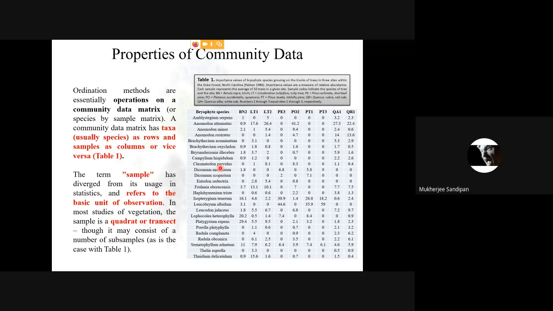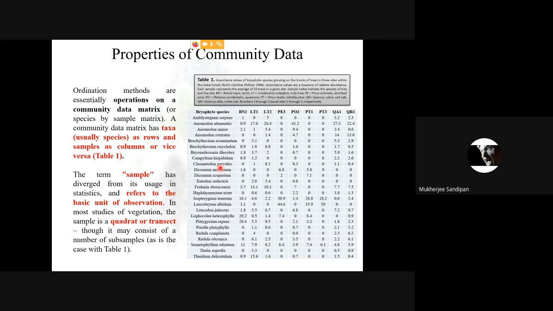If you are analyzing data on the basis of quadrats, they are nothing but plots. You put a plot of 10 meter by 10 meter or 100 meter by 100 meter, and within that plot you do the community analysis. So that is how you define samples in community ecology. In most studies of vegetation, the sample is a quadrat or transect.